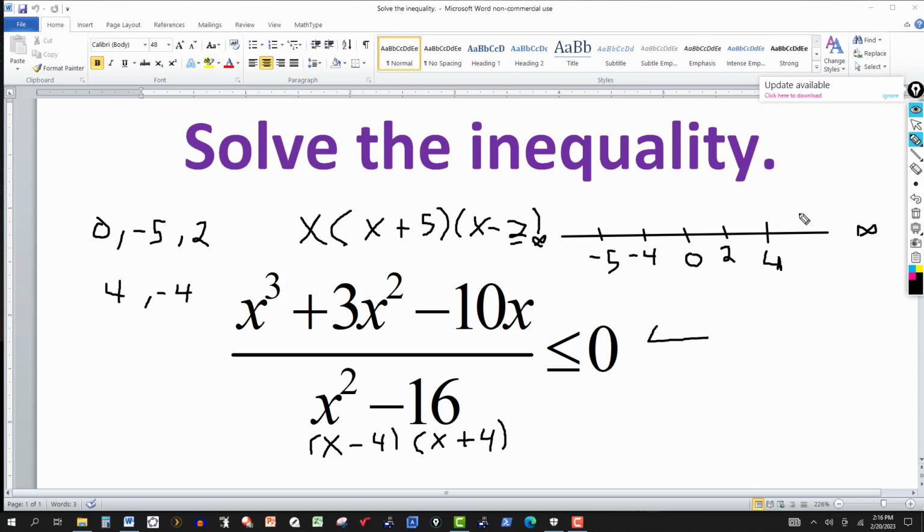If I pick any number, and that's the beauty of this method here, all you need to test is one number in that interval. This is a plus right here. So then we go to the next one. Between 2 and 4, you can pick anything in there.